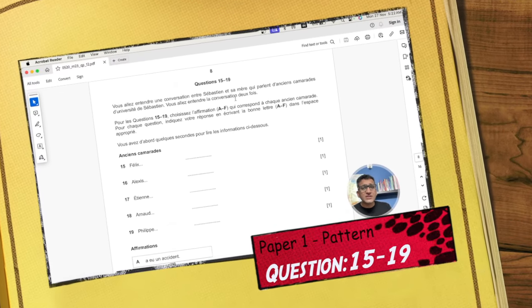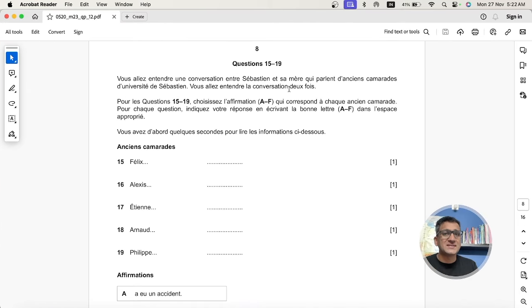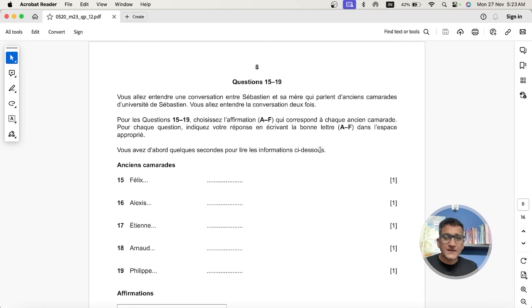Again, there is a conversation. It says vous allez entendre une conversation entre Sébastien et sa mère. So you are going to hear a conversation between Sebastian and his mother, who is talking about his old friends, anciens camarades. Again, the conversation will be played twice. The first time, the complete conversation will be played, and then the second time again it will be played.